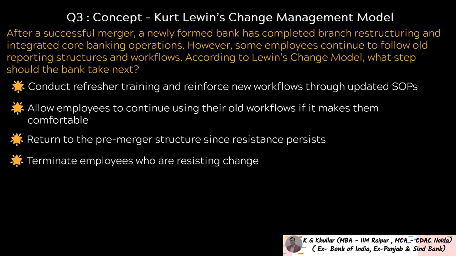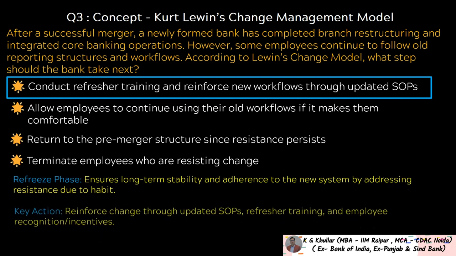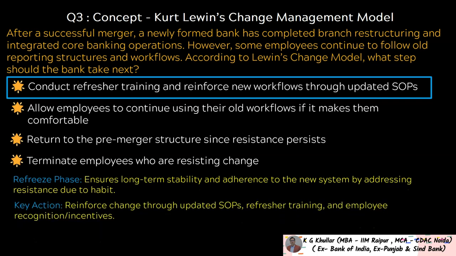Now friends, this scenario presents the refreeze phase where the bank must ensure long-term stability and adherence to the new system. Resistance at this stage often occurs due to habit. So banks must reinforce the change through, first, updated SOPs and policy guidelines, then ongoing support through refresher training, and lastly recognition and incentives for employees successfully adapting to the new system. So as far as this question goes, the correct option is option A.